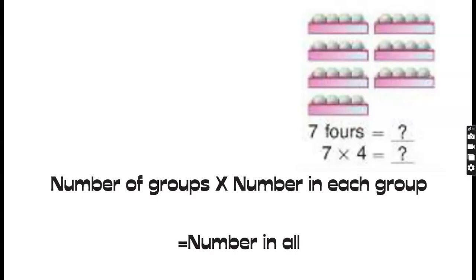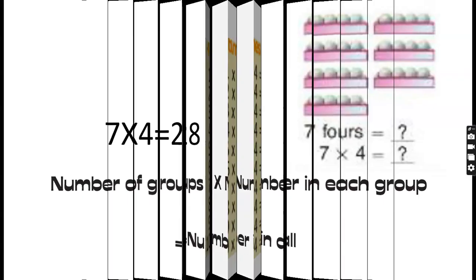We count how many groups we have. We have 1, 2, 3, 4, 5, 6, and 7. We have 7 groups times how many do we have in each group? We have 4 balls or 4 objects. So 7 times 4 equals the number in all, such that we have 7 groups and each group has 4 balls. So we have 7 fours, which is represented by this multiplication sentence, and the answer will be 7 added to itself 4 times, or 4 added to itself 7 times, which is 28.